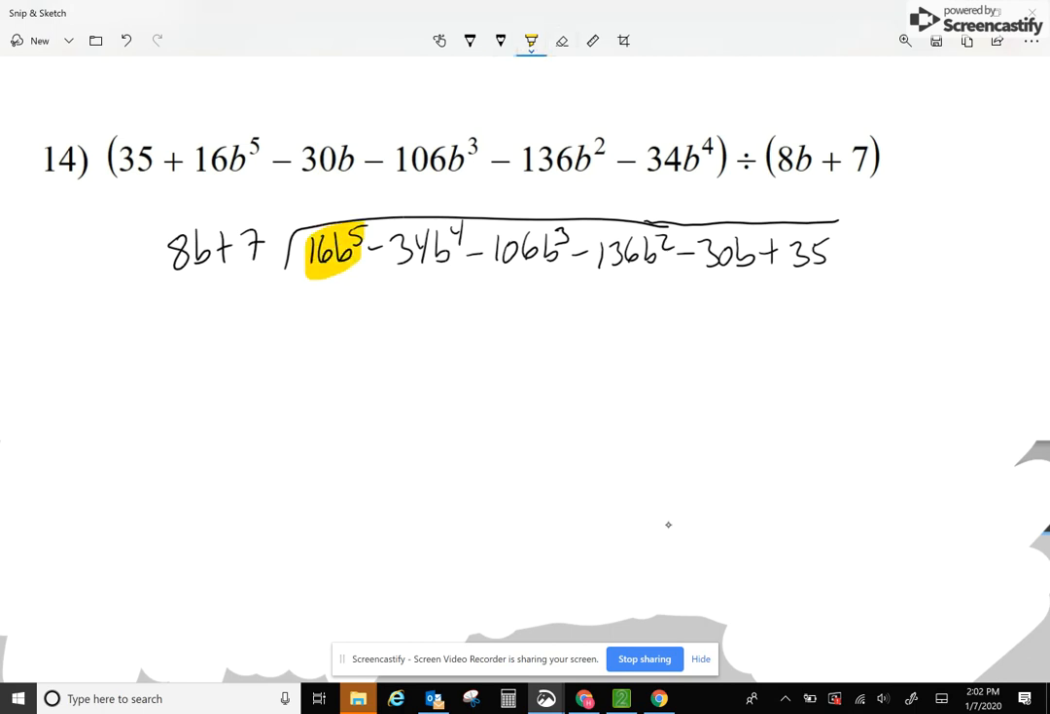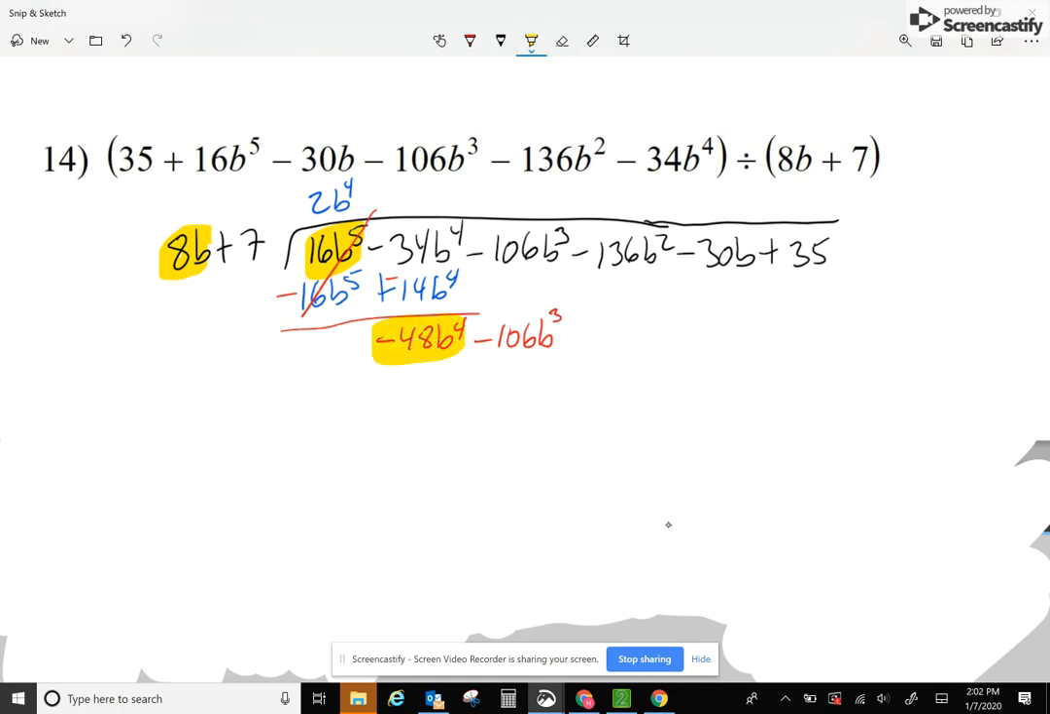So I'm going to go 16b to the 5th divided by 8b. That gives me 2b to the 4th, right? 16 divided by 8. When it comes to letters, I subtract my exponents. Okay, now multiplication, 2b to the 4th multiplied to the two terms on the outside. That gives me 16b to the 5th plus 14b to the 4th. I'm going to draw the line, change the signs. First term cancels out. So that gives me negative 48b to the 4th minus 106b to the 3rd.